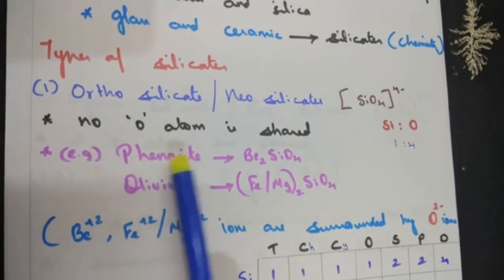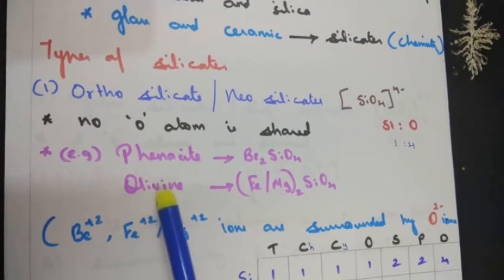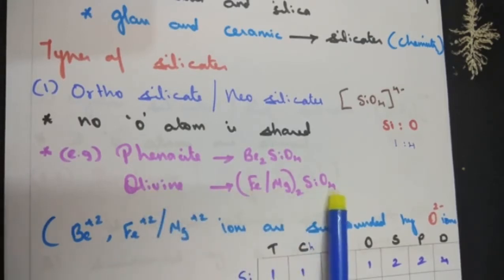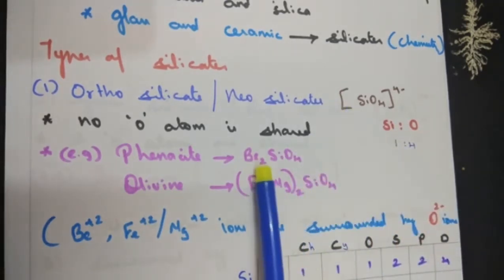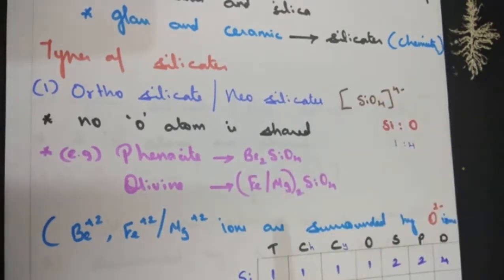Example of it, phenacite, Be2SiO4, and olivine, Fe or magnesium ions with SiO4. Here, as I told you, it's derived from the salt. So Be will be the plus ions, SiO4 will be the minus ions. Similarly, iron or magnesium will be the plus ions, SiO4 will be the minus ions.